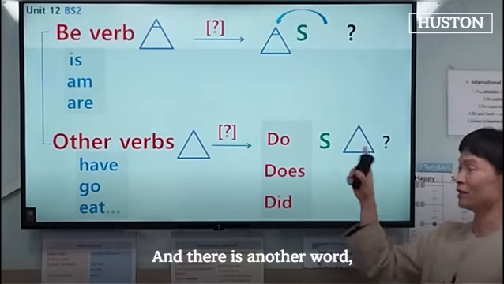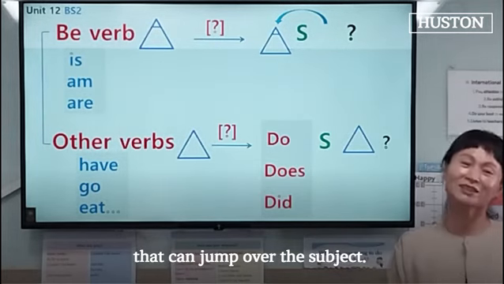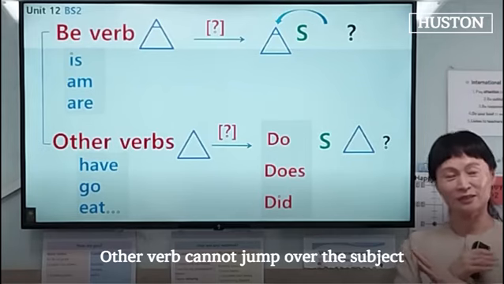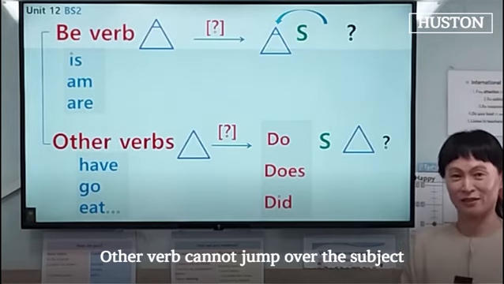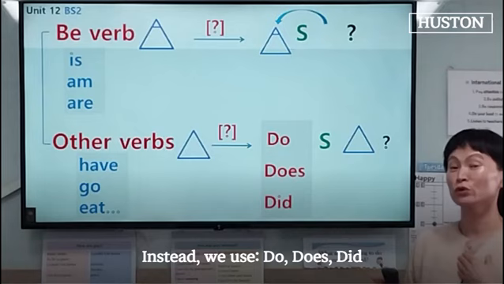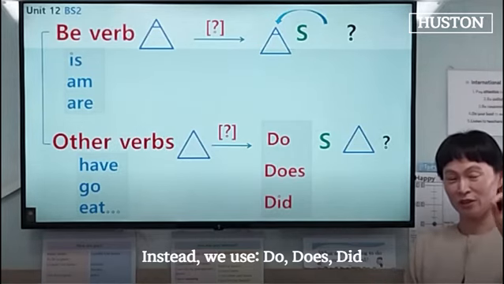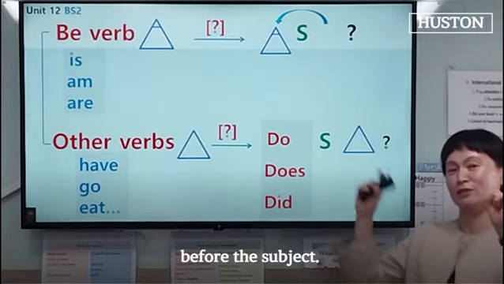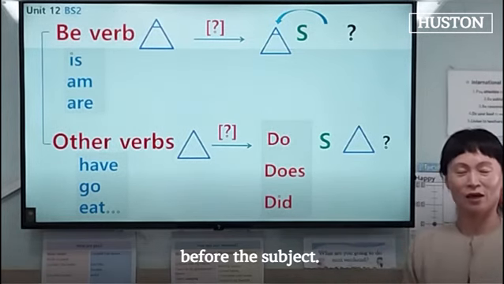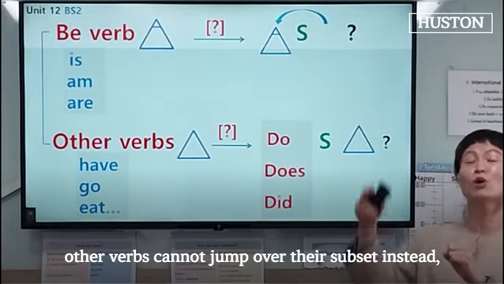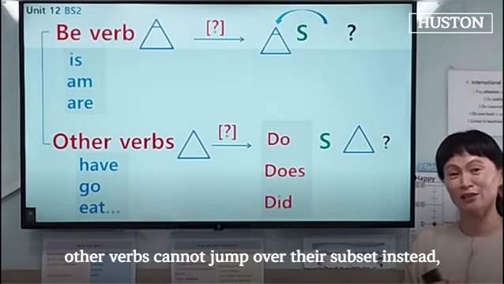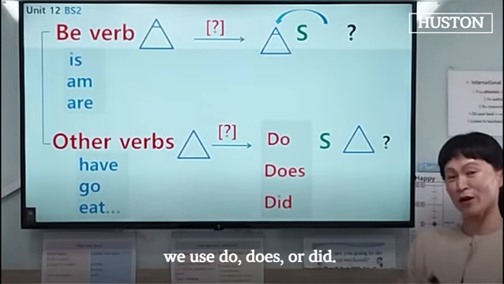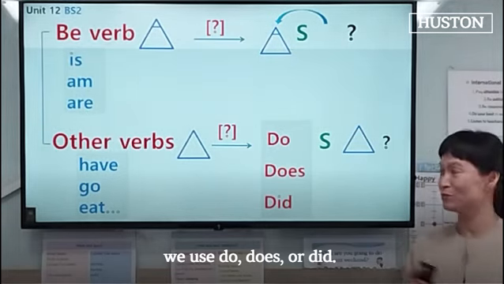When there is other verb, cannot jump over the subject. Okay, class, meter. Other verb cannot jump over the subject. Instead, we use do, does, or did before the subject. Teach. Other verb cannot jump over the subject. Instead, we use do, does, or did. Well done. But what about does?